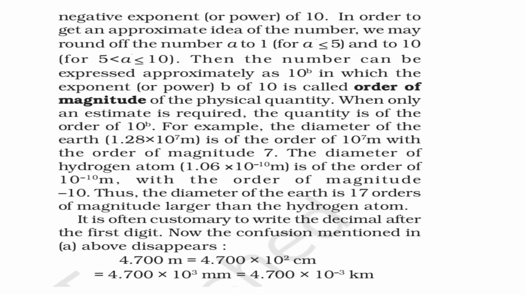In order to get an approximate idea of the number, we may round off the number a to 1 or to 10. Then the number can be expressed approximately as 10^b, in which the exponent b of 10 is called the order of magnitude of the physical quantity. When only an estimate is required, the quantity is of the order of 10^b. For example, the diameter of the earth, 1.28 × 10^7 meter, is of the order of 10^7 meter with the order of magnitude 7.